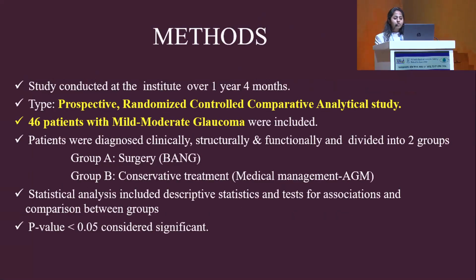Methods. The study was conducted at the institute over 1 year 4 months. It was a prospective, randomized, controlled, comparative analytical study where 46 patients with mild to moderate glaucoma were included. The patients were diagnosed clinically, structurally, and functionally and divided into 2 groups. Group A underwent surgery, whereas Group B received conservative treatment with anti-glaucoma medications. The statistical analysis included descriptive statistics and tests for associations and comparisons between the groups. A p-value less than 0.05 was considered significant.